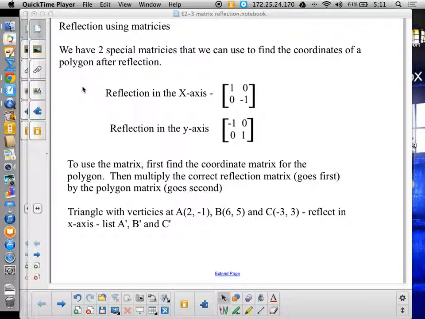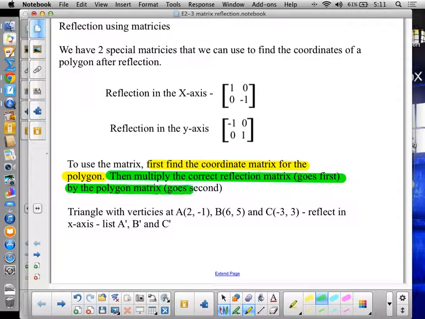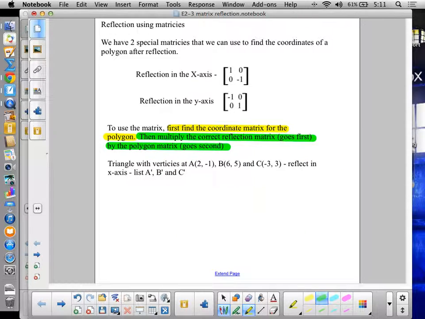So in order to do this, here's the procedure we have to follow. When we're doing this, first find the coordinate matrix for the polygon. Second, multiply the correct reflection matrix first by the polygon matrix second. So when we're doing the multiplying, the reflection matrix has to be the first one and the coordinate matrix the second one. If you make a mistake on that, the multiplication isn't going to work. So you'll know if you've made a mistake on that pretty quickly. Let's take a look at an example.